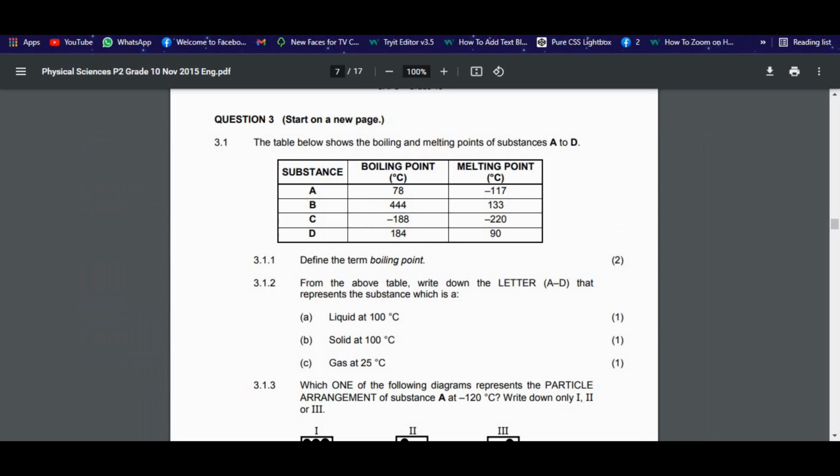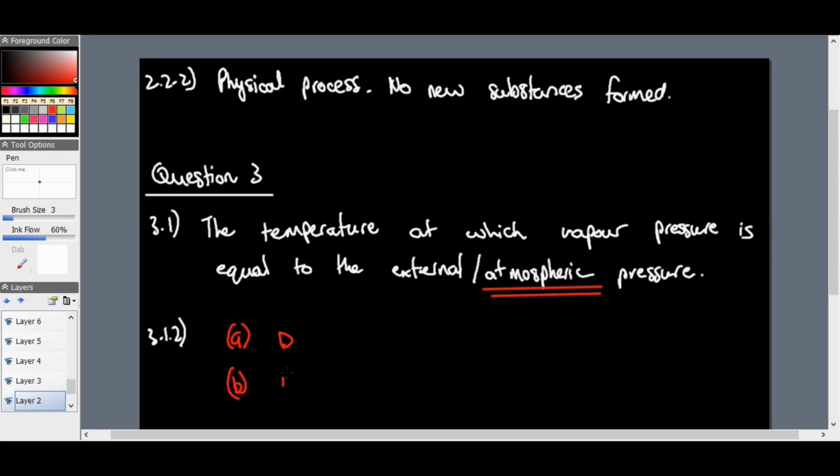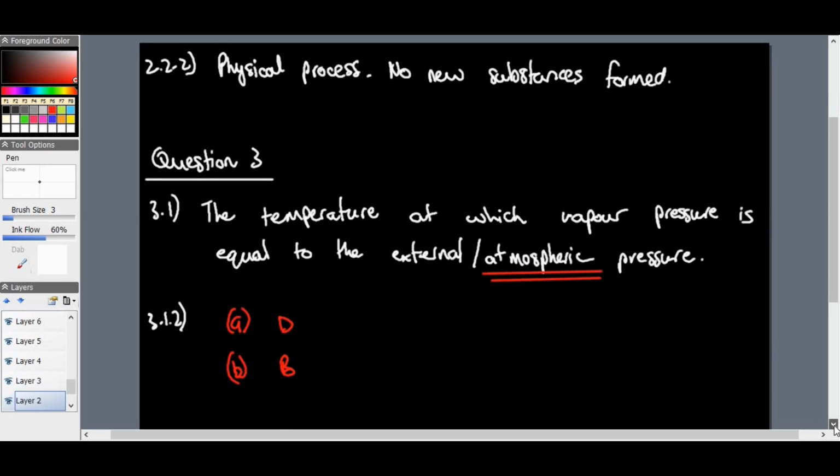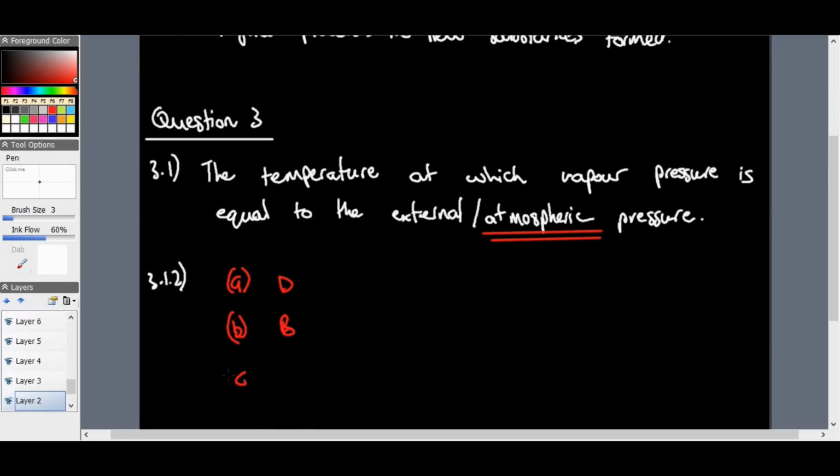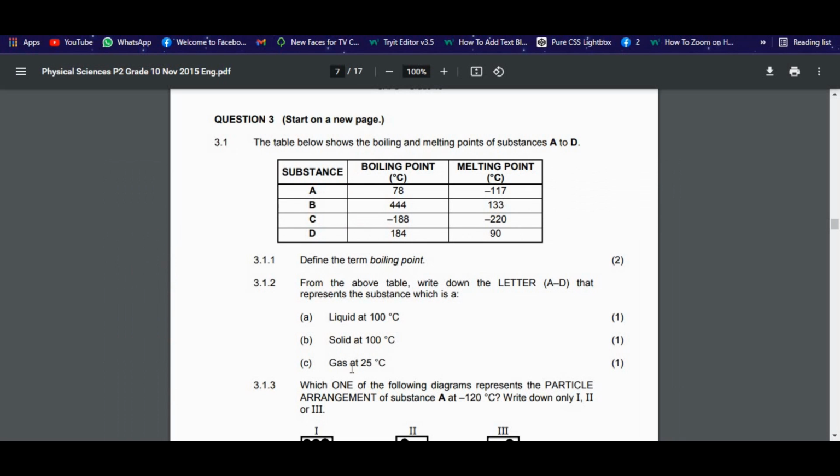B, they want to know what is a solid at 100 degrees Celsius. Well, if melting point is 133, then a solid is definitely substance B. When the temperature is 100 degrees Celsius, it must still be solid if melting point is only at 133. So I'm going to go substance B for B. And then for question C, a gas at 25 degrees Celsius.